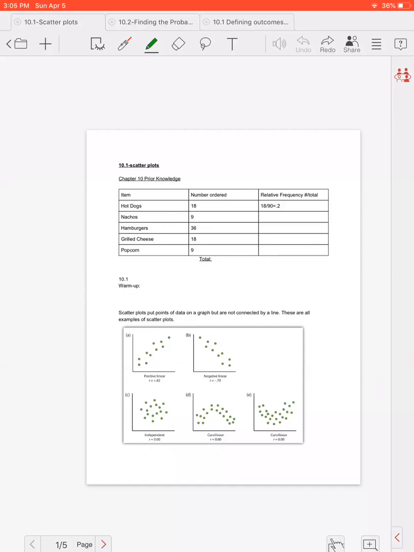Welcome back. We're going to start on chapter 10 here, and we're going to talk about scatter plots. So just a little prior knowledge to help us out.